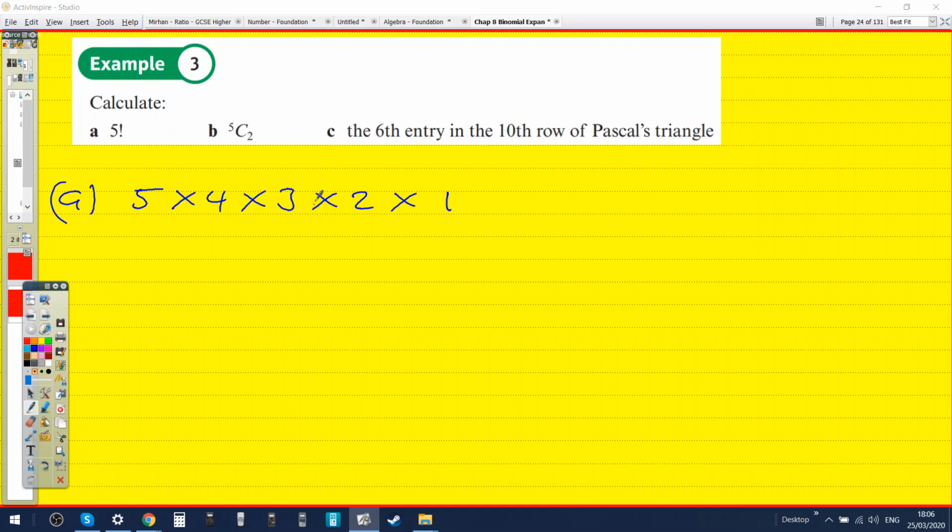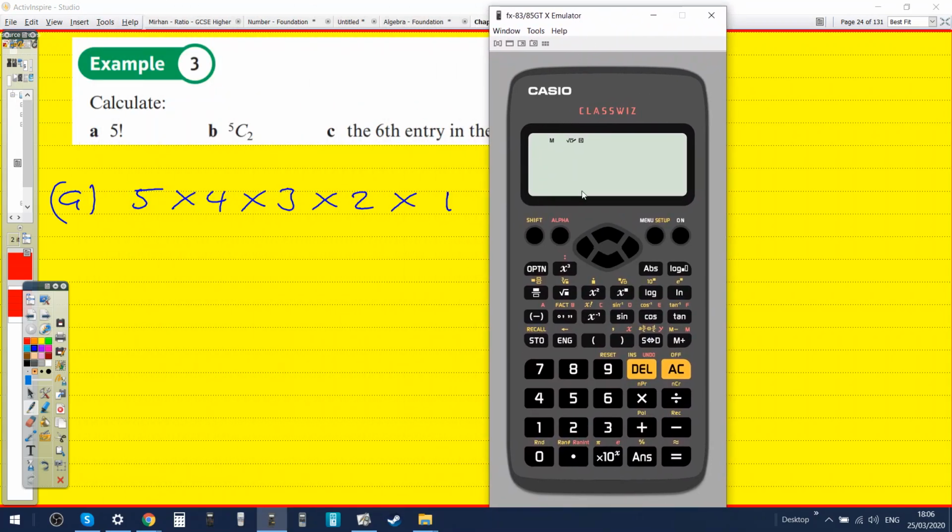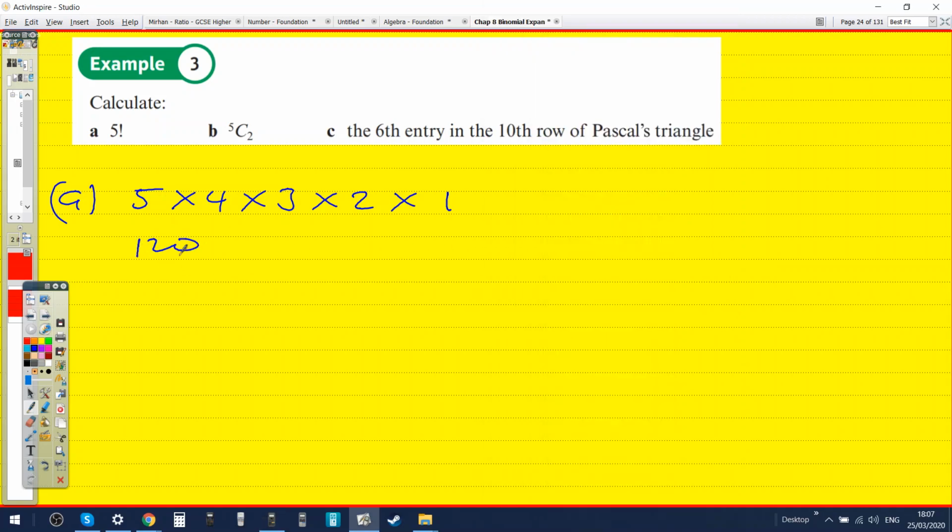I'm going to try GCSE calculator for a change. Do I have this one? 5. Does this have factorial? An exclamation mark somewhere. There we go. Exclamation mark. Shift. And then that one. And that gives you the answer, 120.